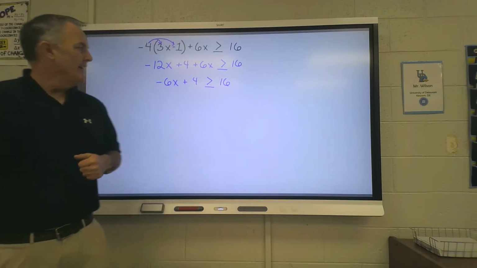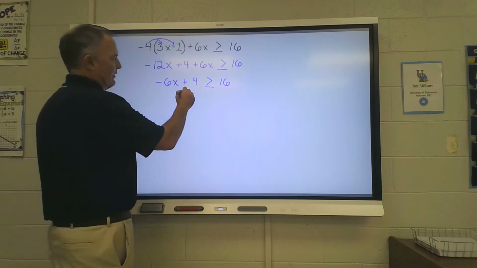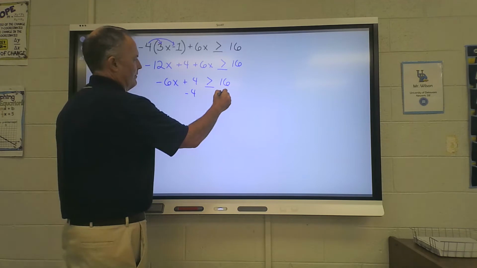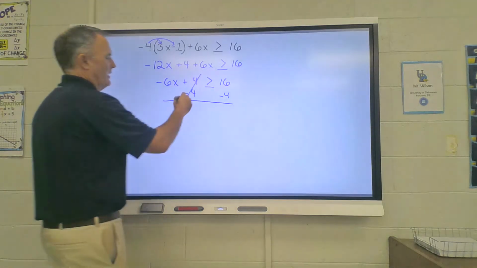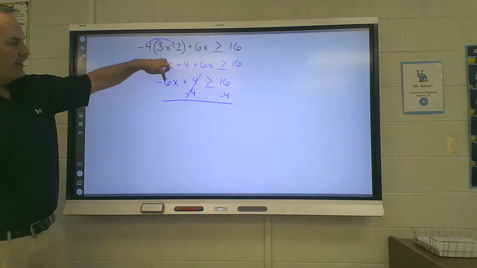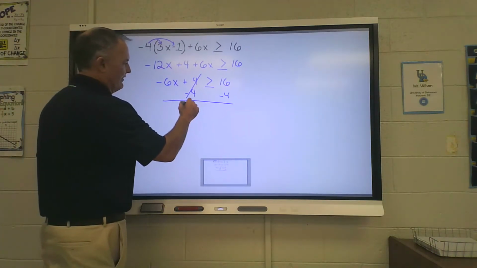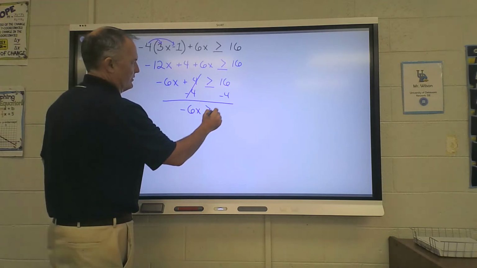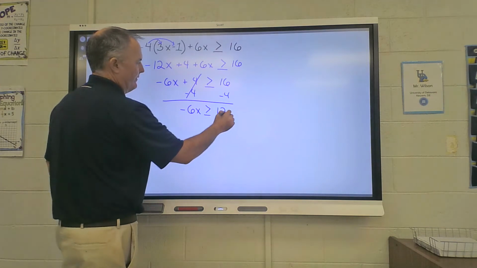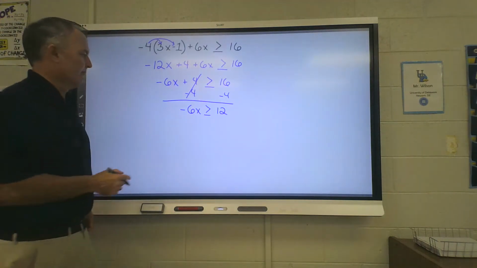All right? Now we're back on track. So now we want to subtract 4 from both sides to get rid of the 4. That will cancel. I got to drop down my negative 6x because I haven't done anything with that yet. It's greater than or equal to 12. All right, so now we got to divide both sides by a negative 6.